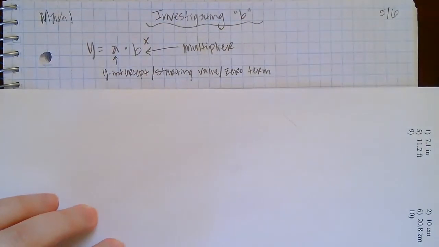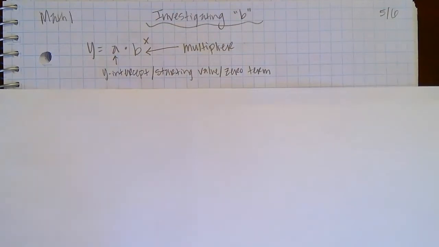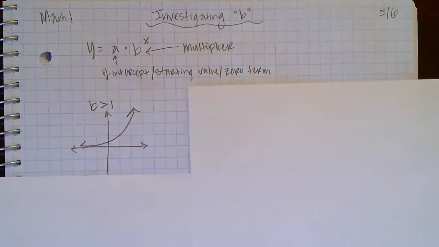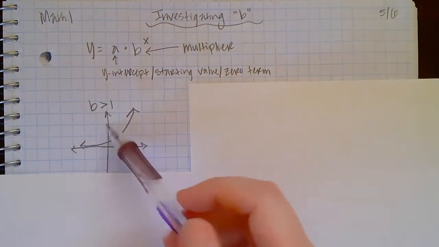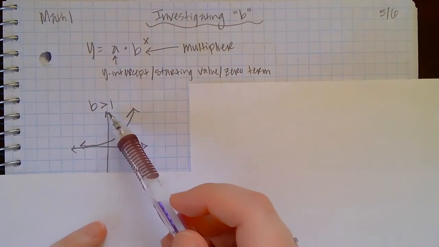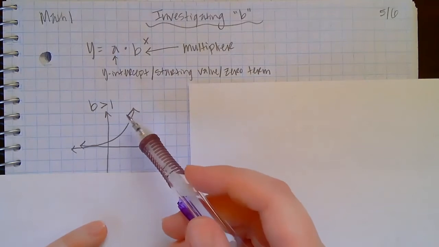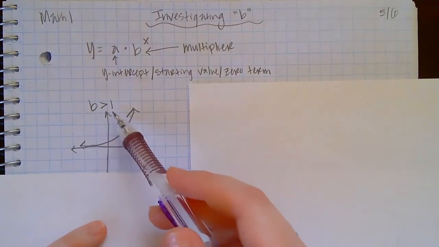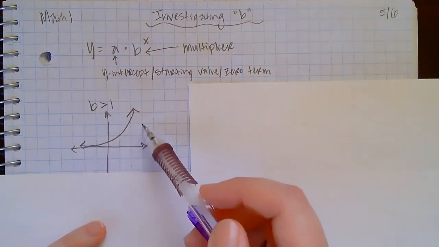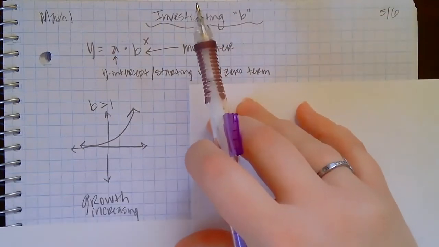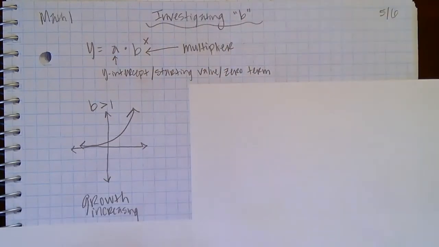So we kind of have two different situations that happen with our b value. The first situation looks like this. When my b value is greater than 1, meaning like 2 or 1.5 or 1.7 or 10,000, any number bigger than 1, it's going to be increasing, and we call that a growth function, because obviously it's increasing.